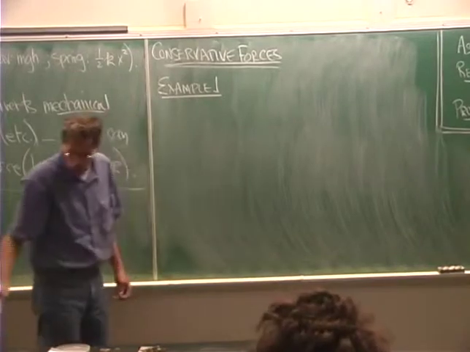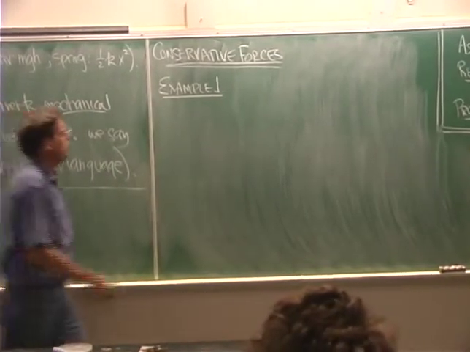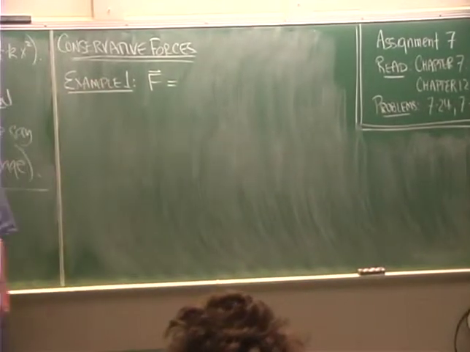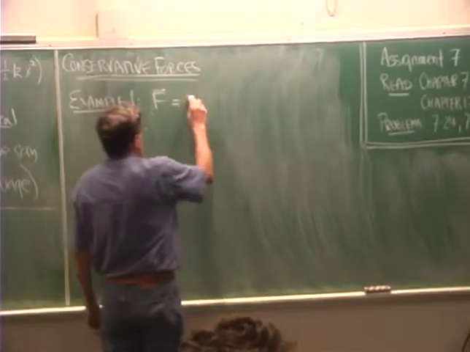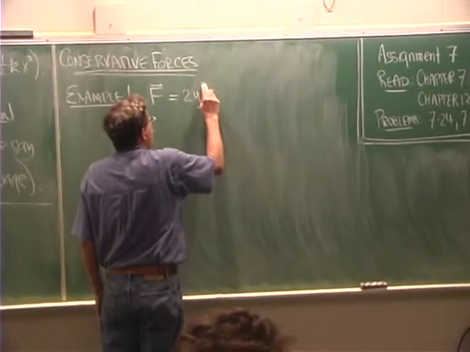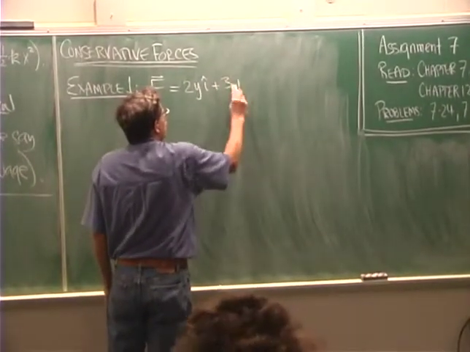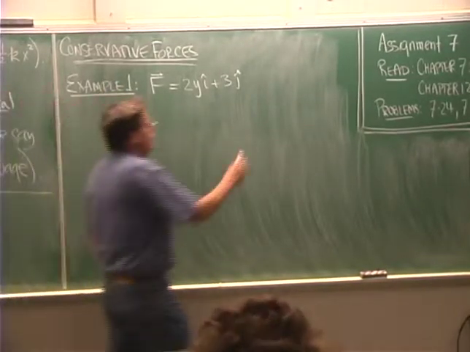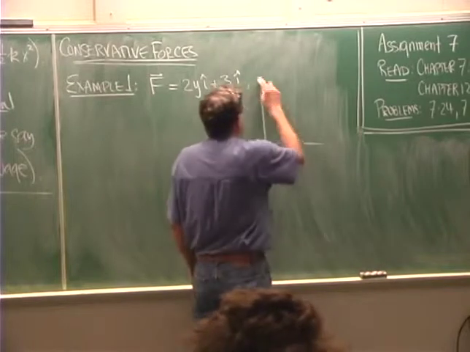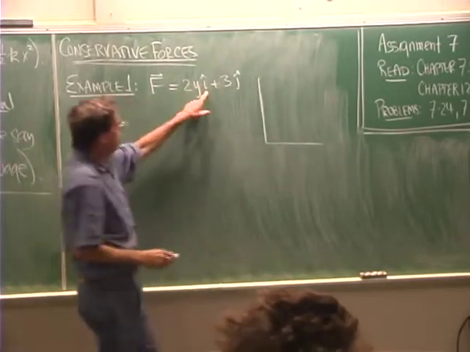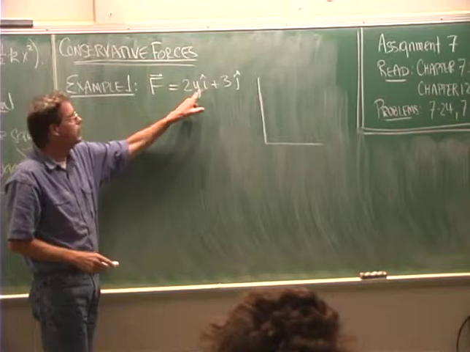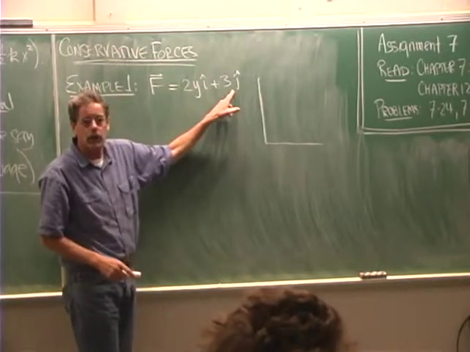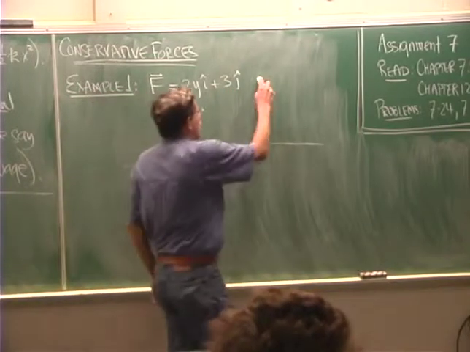So, example 1. Here's a force. F, the force acting on some object, is equal to, I'm just going to make one up, 2y i hat plus 3 j hat. So this component is in the x direction, and it gets bigger and bigger the larger y is. This component points in the y direction, and it's always just 3.